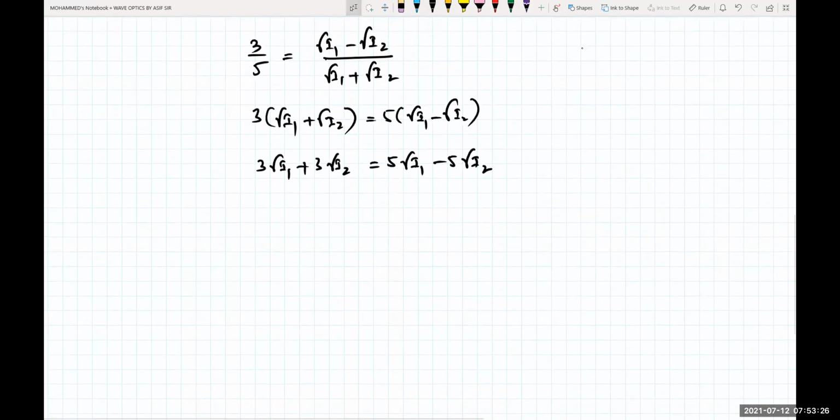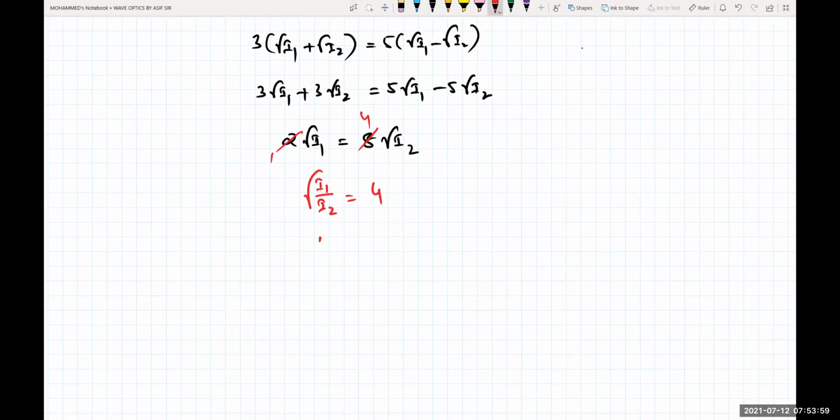Okay. So all the I2 terms we take on one side and I1 terms on one side. Root I1, and this one is 3. So 5 minus 3 will become 2. So it is 2 times root I1 is equal to 5 plus 3, that is 8 times root of I2. So this will become 4. That means root of I1 divided by root of I2 is equal to 4. That means I1 divided by I2 will be equal to how much?